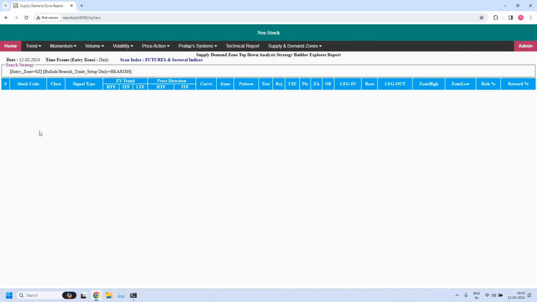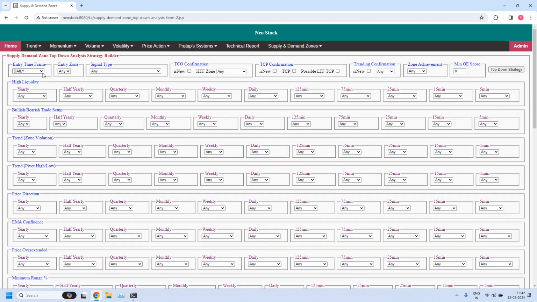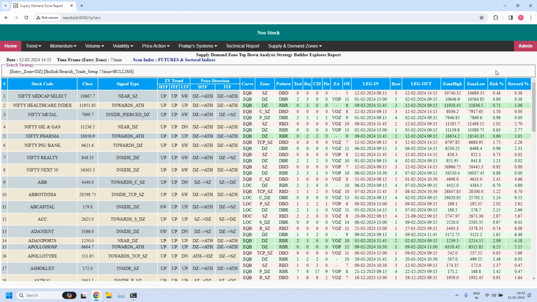So now we have to move on to the weekly income trade. There we need to check again the bullish and bearish trade setups. So in the weekly income trade, the LTF zone is 75 minutes, and the entry zone is the demand zone, because for the weekly income trade we are generating the bullish trade setup. And in the bullish or bearish trade setup parameter, now we are selecting 75 minutes. There I am selecting bullish. Now let us generate the list.